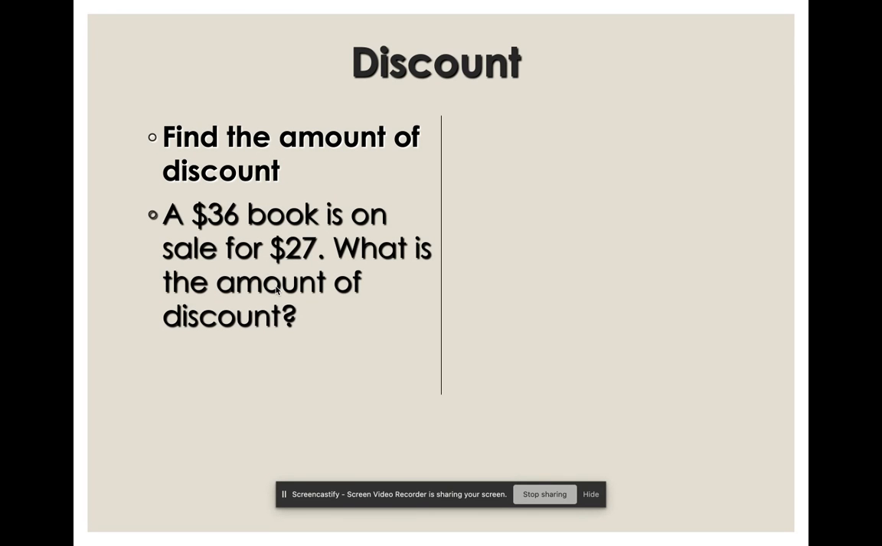So here's another one. Find the amount of discount. A $36 book is on sale for $27. What is the amount of discount? In this one, we know different information. We know the part, we know the whole, but in this case, we don't know the percent. But we always know that bottom right position is going to be 100. I'd love for you to pause and to write that proportion down now.